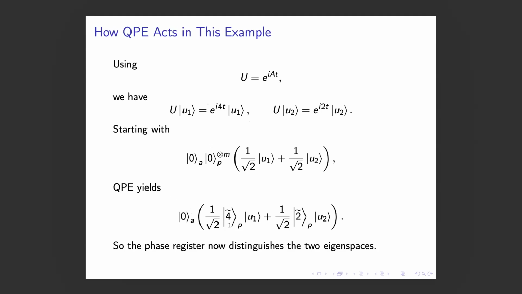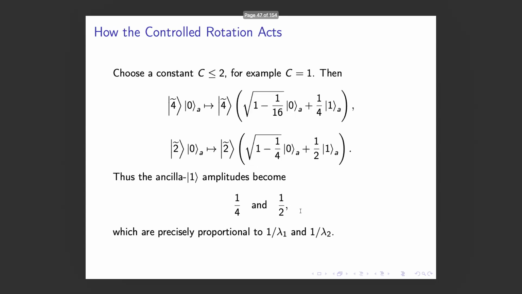So these states are the qubit information contained in the register, which then contains the phases. So the phase register now distinguishes the two eigenspaces, okay? So that's the first step. This guy here gets encoded like the state 4 and state 2. When you have that, we choose a constant here because the smallest eigenvalue is 2. So you could choose it like 1.